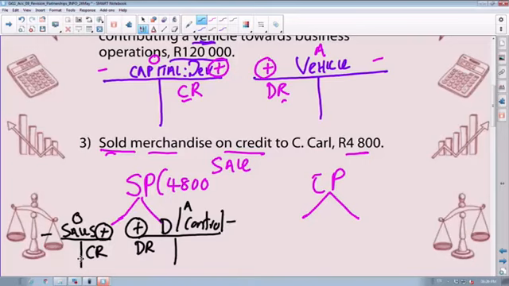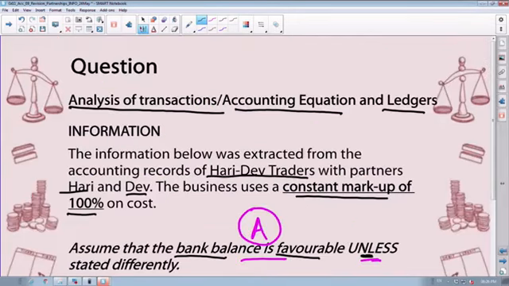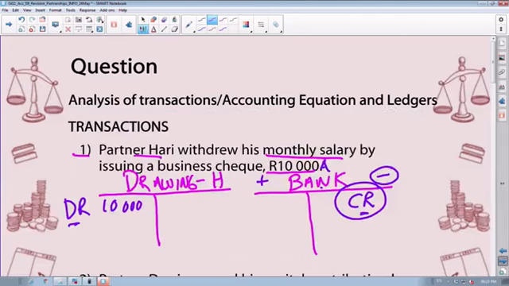Now remember, guys, at the beginning of the exercise, if we go back to the instructions, we are given information that the business uses a constant markup of 100% on cost. So we now need to use this information to calculate our cost price. In other words, our cost of sale. So let's do that.